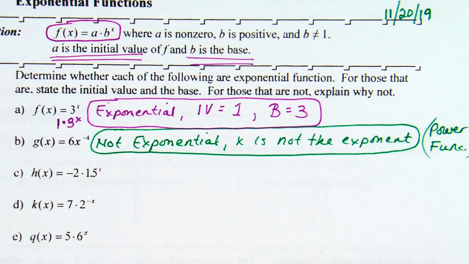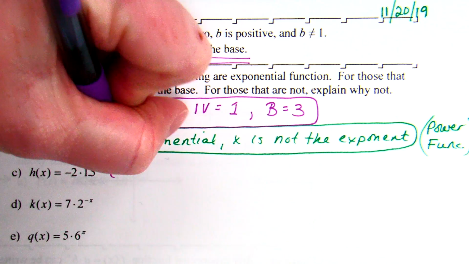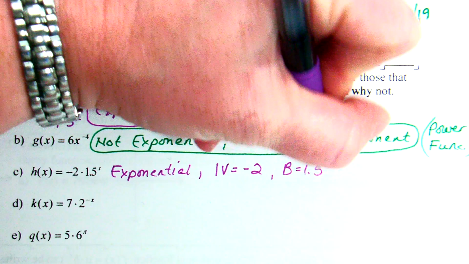C. H of x equals negative 2 times 1.5 to the power of x. Exponential or not exponential? Exponential? Okay. If it's exponential, what is my initial value? Negative 2. What is my base? 1.5. 1.5 is that base because it's raised to x. Okay, so exponential. Initial value negative 2. Base is 1.5.